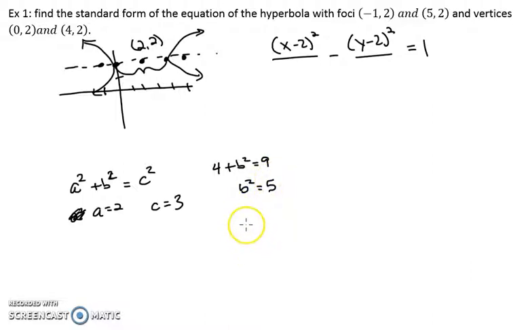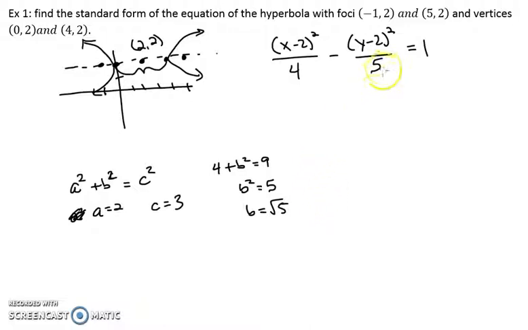We don't really need b because we're going to put b squared under here, but b would end up being the square root of 5 if you wanted to go ahead and find it. But since we know we're going right and left 2 spots, a is 2, a squared is 4, and 4 is going to go under here. We found b squared to be 5. So we have that equation right there.